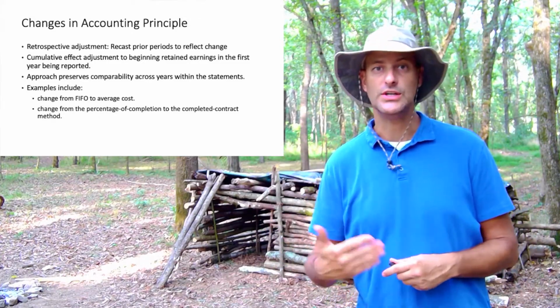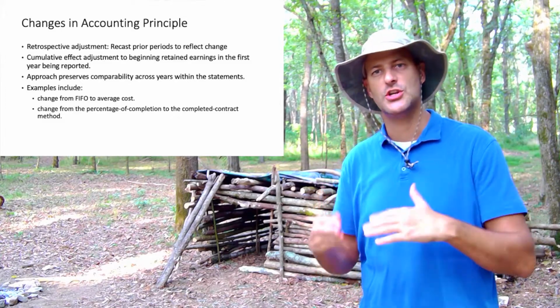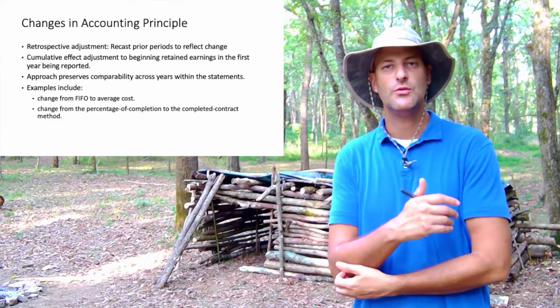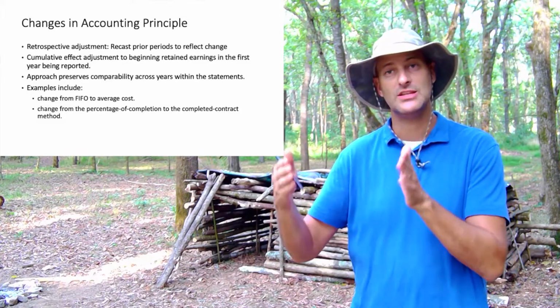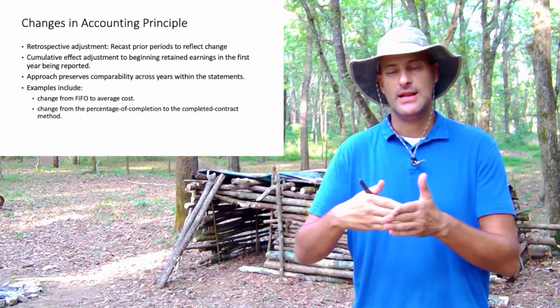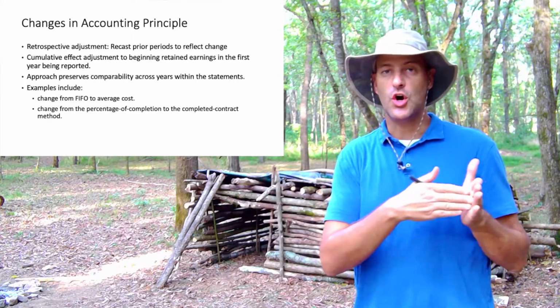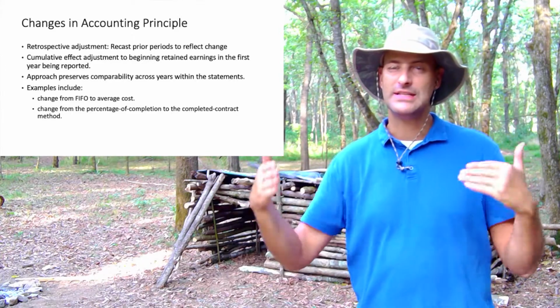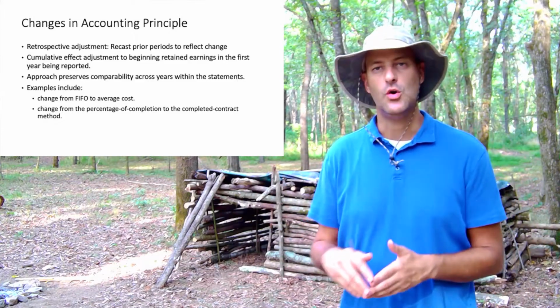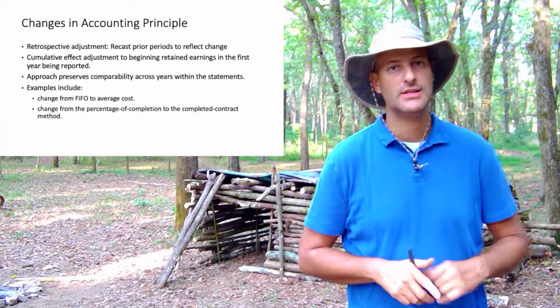So this approach preserves comparability across years within the statements, so that when I look at a set of financial statements for the company this year, we report, say, 2017, 18, and 19, or 18, 19, and 20, depending on what years we're looking at. Those years are all being presented under the same accounting principles. So any accounting principle change gets retrospectively adjusted into all the prior periods that it affected. That is how we deal with changes in accounting principles.